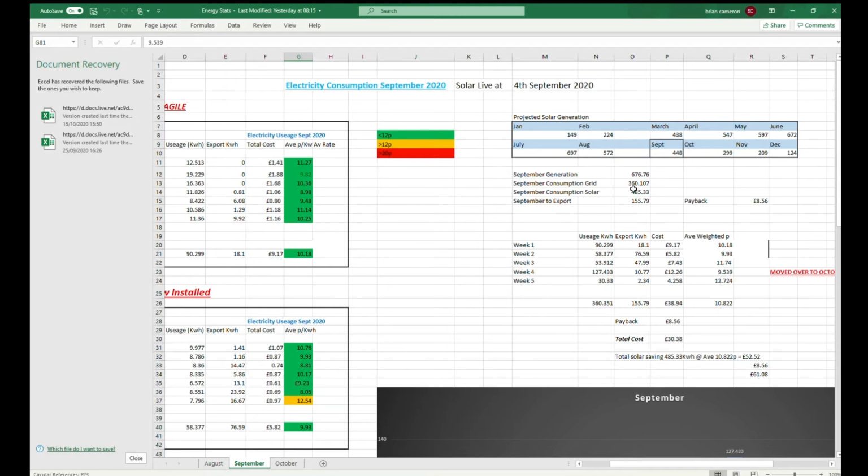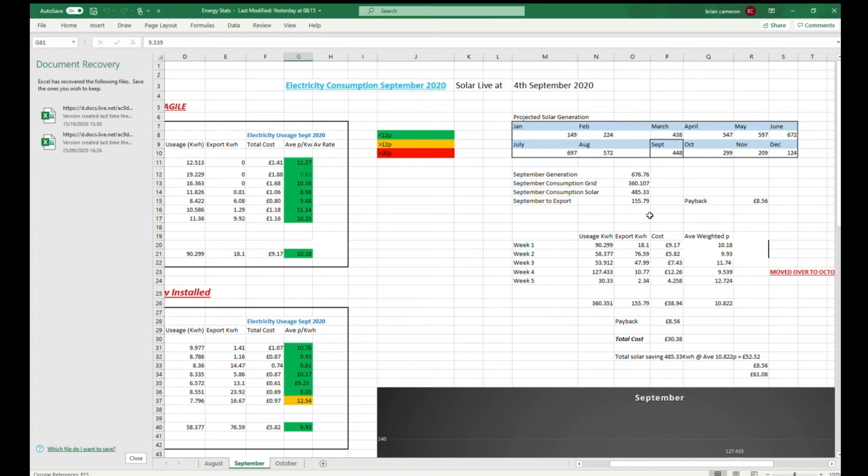So consumption from the grid. So we drew 360 kilowatts from the grid. Of the 676 that we generated, we consumed 485, so that's got to be 2/3, hasn't it? And September export was 155.79. The theory is it's better to use it than it is to sell it back to the grid, because you're only selling back at 5.5p.